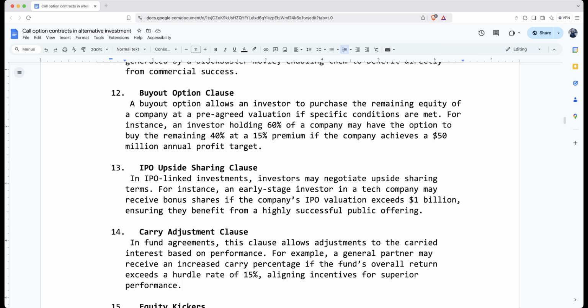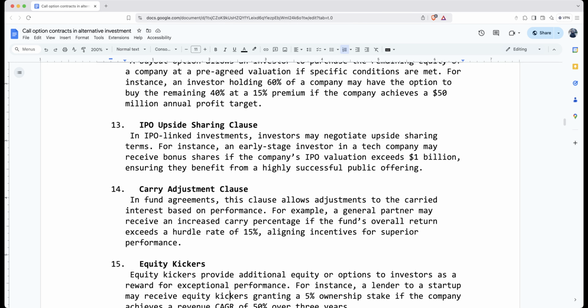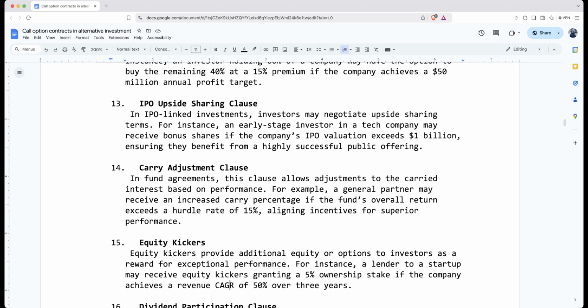IPO upside sharing clause. In IPO-linked instruments, investors may negotiate upside sharing terms. For instance, an early-stage investor in a tech company may receive bonus shares if the company's IPO valuation exceeds 1 billion, ensuring they benefit from a highly successful public offering. Carry adjustment clause. In fund agreements, this clause allows adjustment to the carried interest, which is a performance bonus. For example, a general partner may receive an increased carry percentage, more bonus, if the fund's overall return exceeds a hurdle rate of 15%, aligning incentives for superior performance.